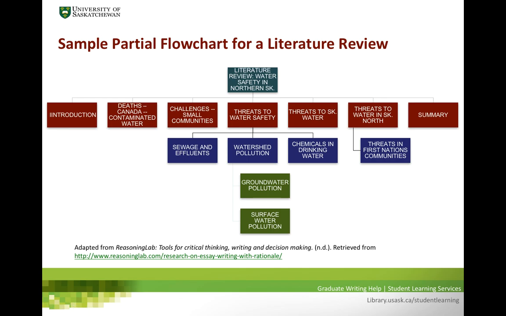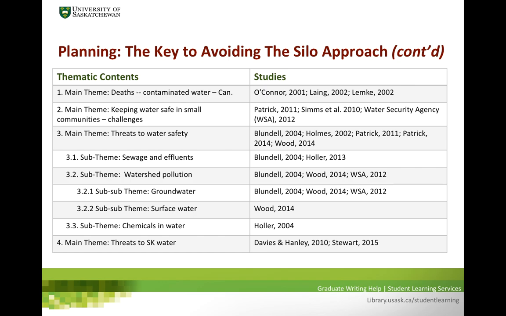And this organization comes from an Australian company called Reasoning Lab, Tools for Critical Thinking and Decision Making. And if you Google them, you can find simple ways of creating this kind of flow chart. So we can assume that the student has also got a chart together where she's listed all the studies and she's had some kind of organizing principle for that chart to show how the studies are similar and different.